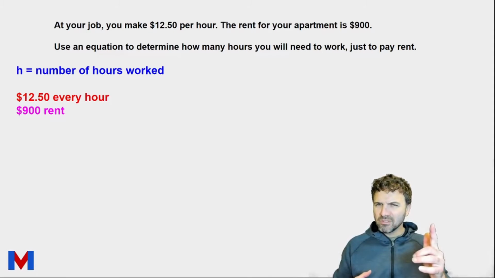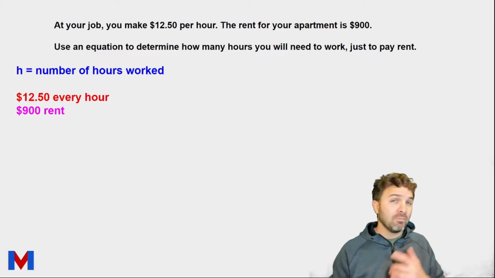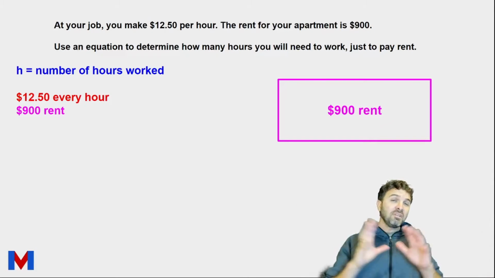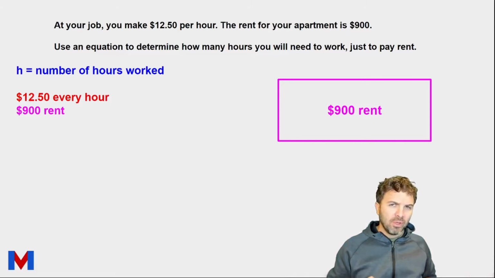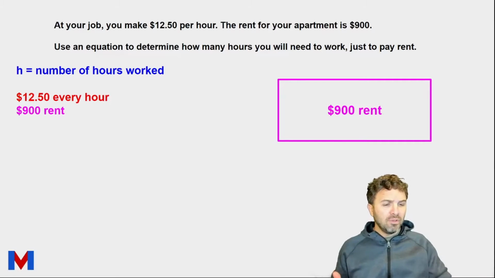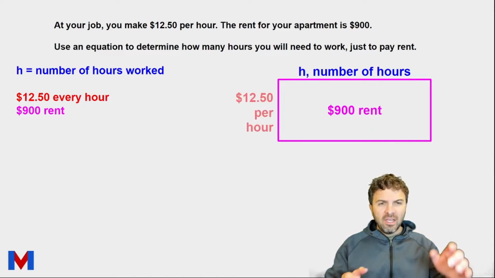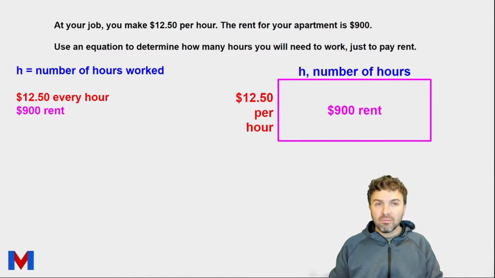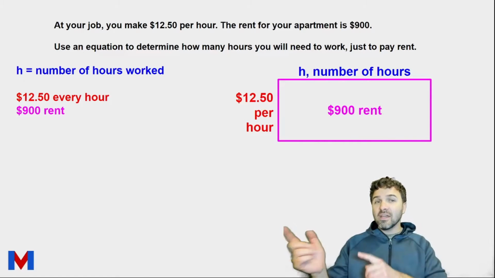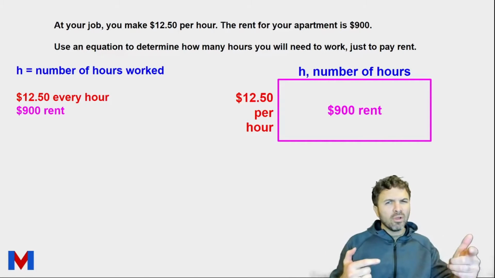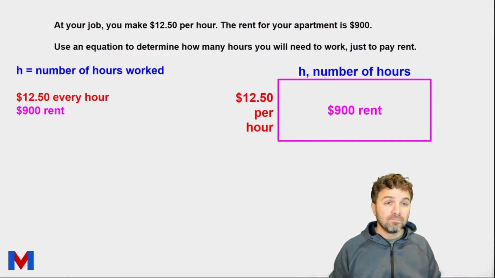Let's model this first, and then we'll take a look at the algebraic method, okay? So we know that overall, it's going to be $900. I'm using an area model here, by the way. And we know that there's some amount of hours that we're working, and we have $12.50 per hour. So we're multiplying these together to get $900, because we know that $12.50 is being multiplied by the amount of hours that I'm working to get to 900. So I'm using an area model here.